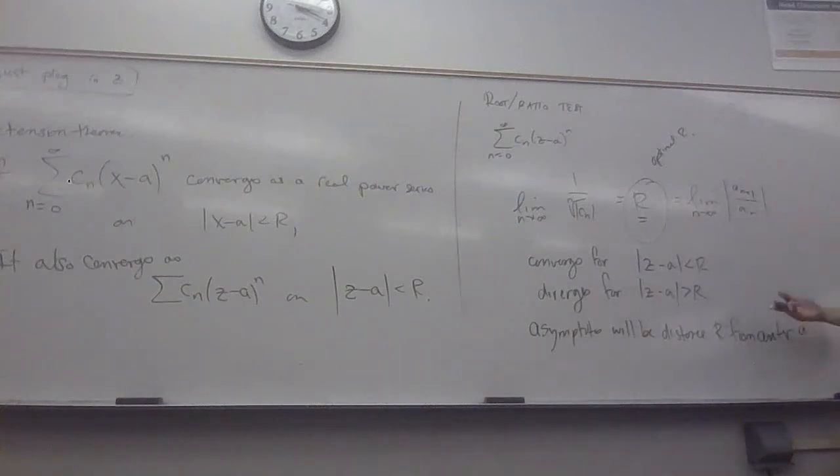Same number either way, 1 over that. What you're doing is measuring the distance to the first place where the function has a hole in it, a hole in the domain, where it's undefined.